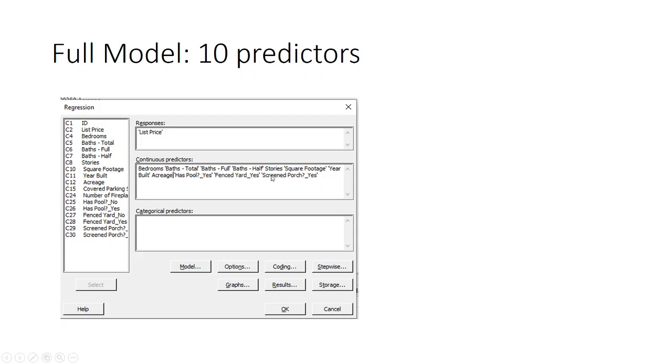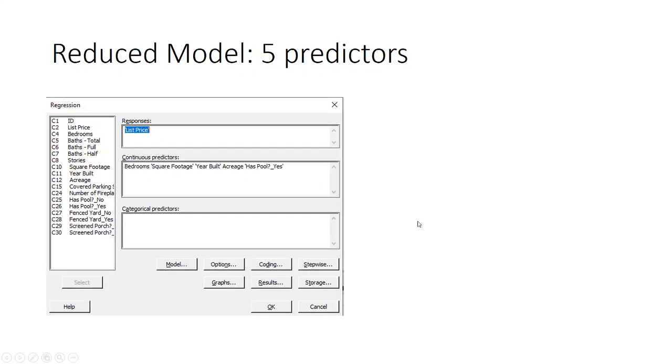predictors as estimating the list price, and I took 5 predictors for the reduced model. Just guessing, bedroom square footage, year built, acreage, and whether it has a pool or not seem to be the best indicators of what the house price, or the mean house price, would be.